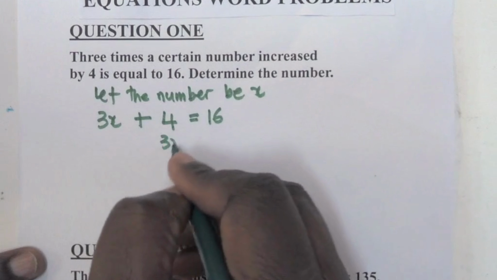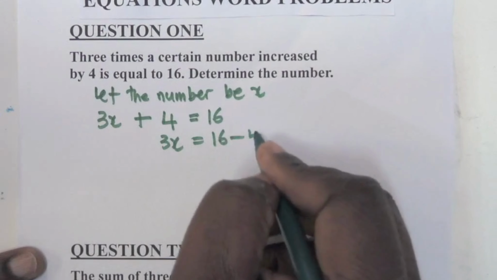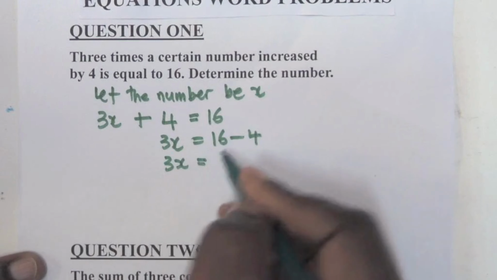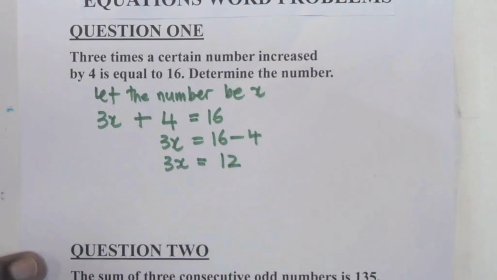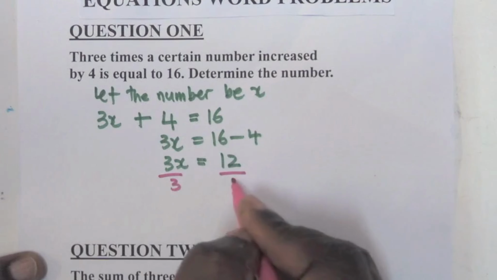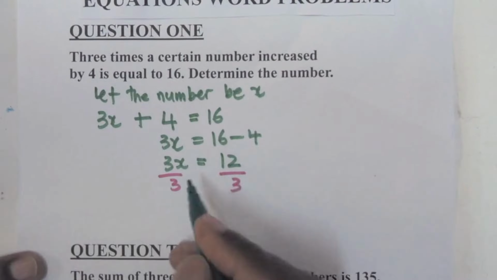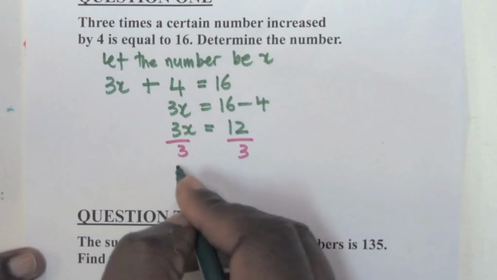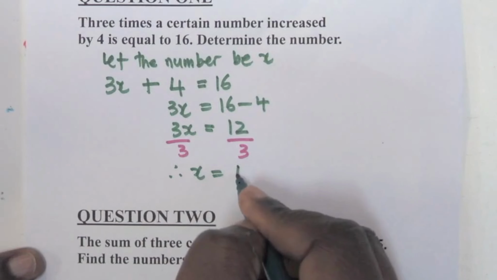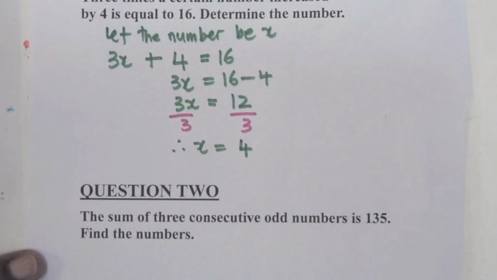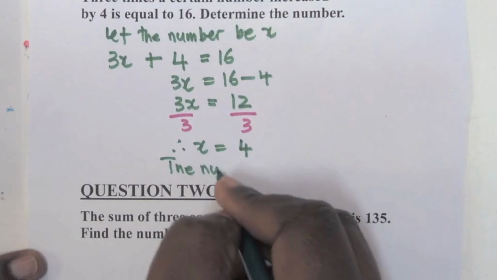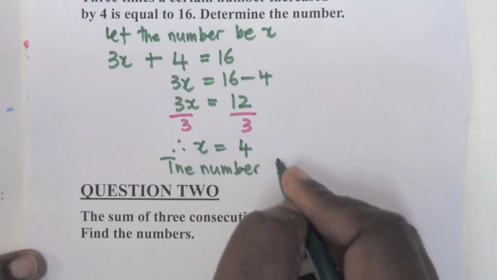Once I've set up my equation, I can solve the equation. I can now say 3x is equal to 16 minus 4. And then I'm going to get 3x here is equal to 12. Then I can divide both sides by 3. And if I divide both sides by 3, I'm going to get, therefore, x is equal to 4. Then I write my conclusion. The number is 4.